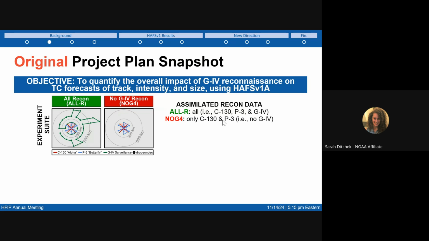The second experiment removes the G4 recon entirely. It's called the no G4. In other words, only C-130 and P3 recon are assimilated. Otherwise, both experiments assimilated all operationally assimilated conventional and radiance data.